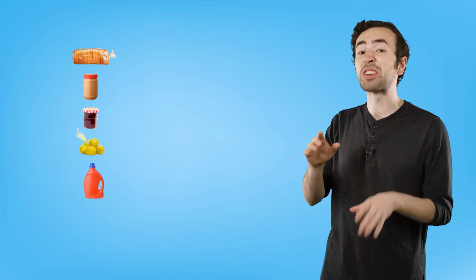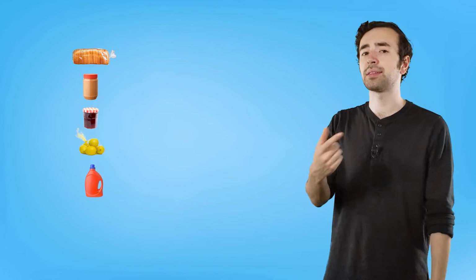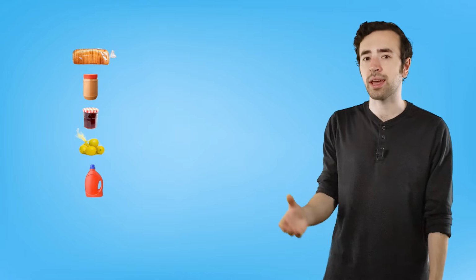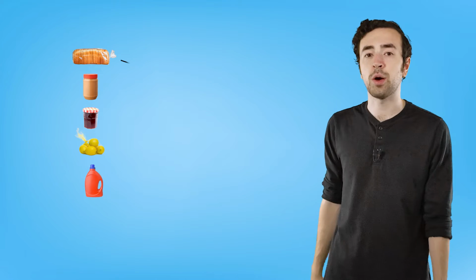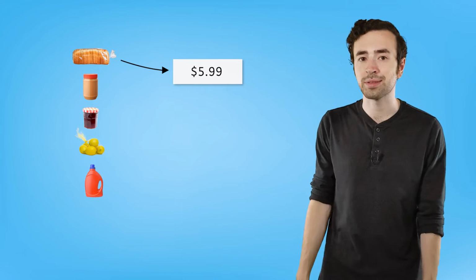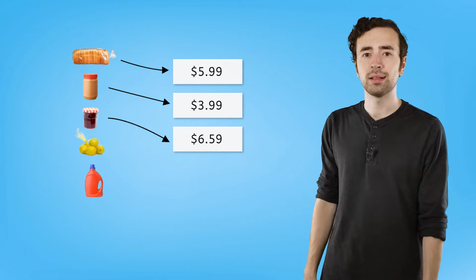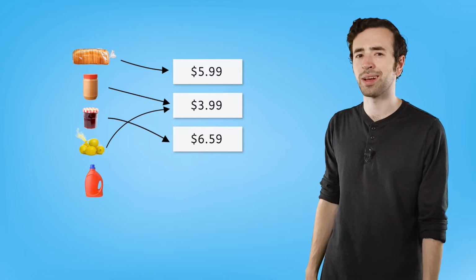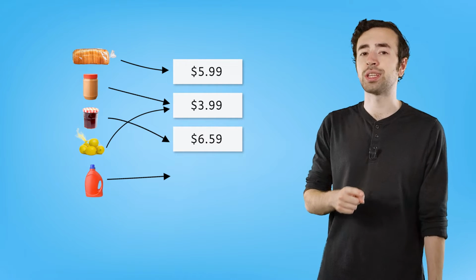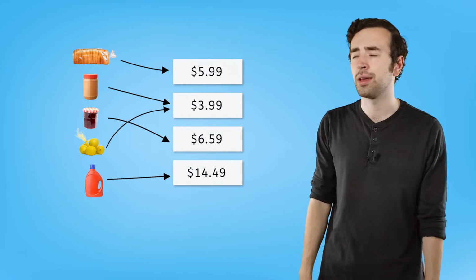Imagine you're at the grocery store. You have a few items to buy: a loaf of bread, a jar of peanut butter, some jelly, a bag of lemons, and laundry detergent. You head to the self-checkout line and begin to scan your items. The bread comes up as $5.99. Peanut butter is $3.99, jelly as $6.59, lemons also as $3.99, and finally the laundry detergent as $14.49.